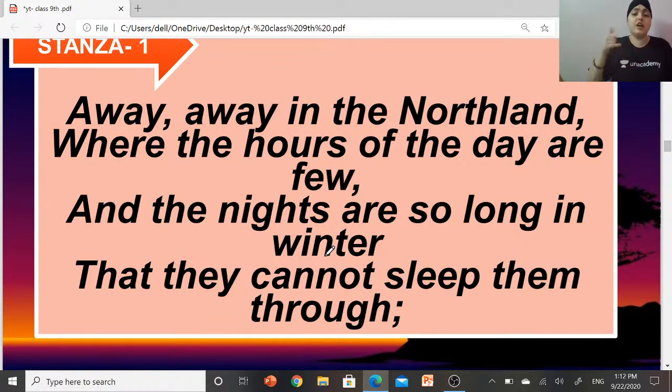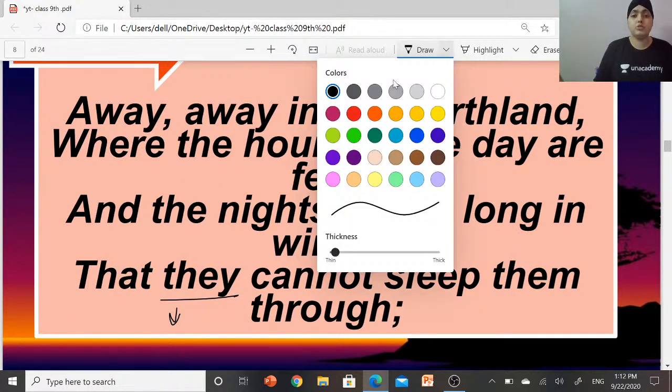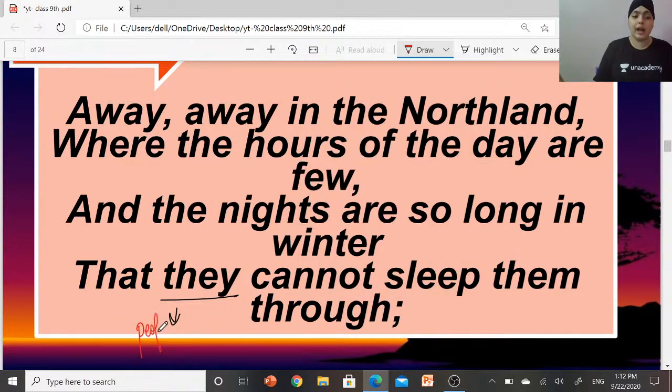That they cannot sleep them through. Now who is "they" over here? They are the people who are living in the Northland. Okay, so the people of Northland, fine. So that they cannot sleep them through.